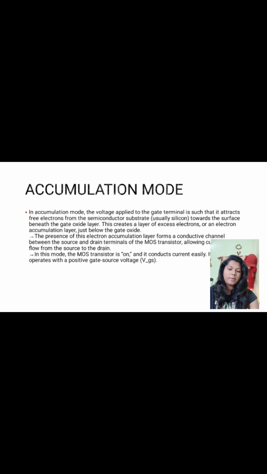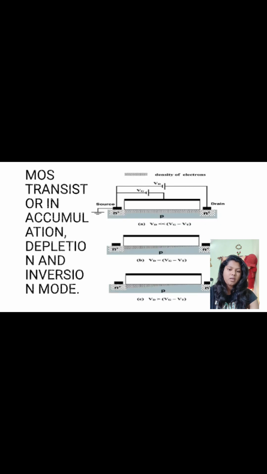It typically operates with a positive gate source voltage VGS. Here we can see Vd is less than Vg minus Vt. Vt is the threshold voltage, Vg is the gate voltage, Vd is the drain voltage. Drain voltage is less than gate voltage minus threshold voltage.